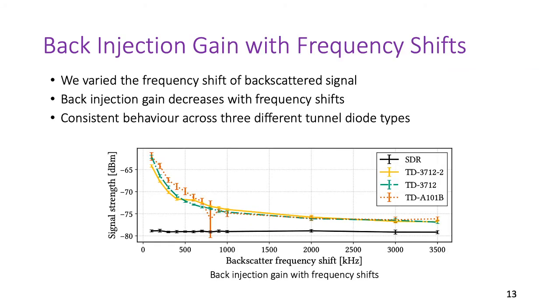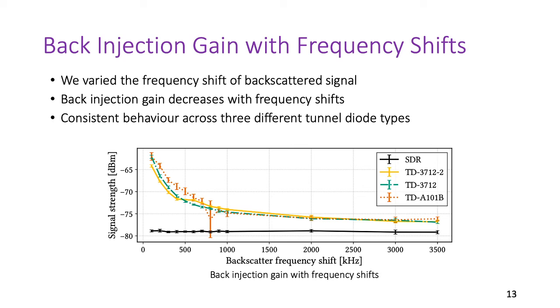We are also interested in quantifying the back injection gain with respect to the frequency shift of the backscattered signal. We kept the tag at a fixed location from the emitter device and changed the shift frequency of the backscatter signal. As we can see from the figure, the gain of the signal in a conventional backscatter system is not affected by the variation of the frequency shift.